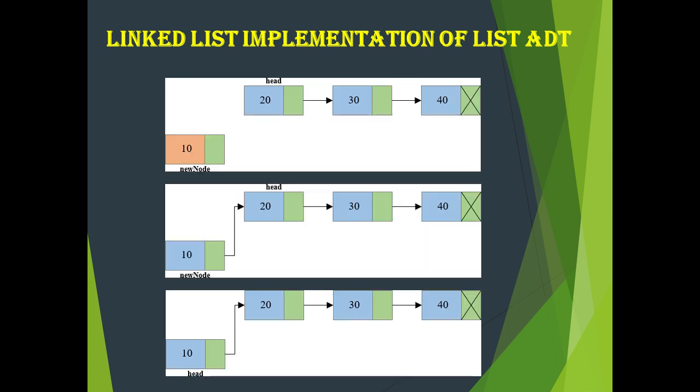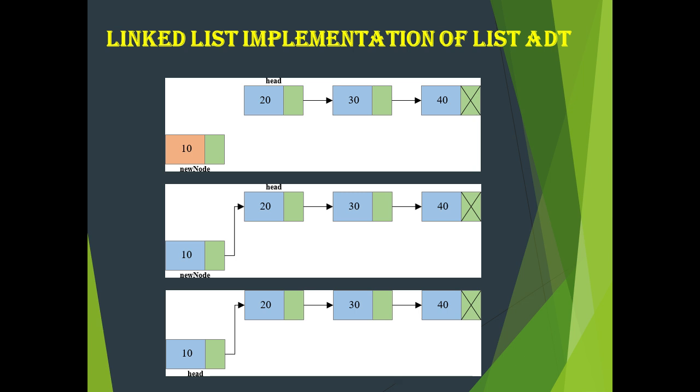So consider an example where we are going to insert a new node at the beginning of the list. Already the list consists of 3 elements: 20, 30 and 40. The new node contains the data part as 10. Note that the head contains the address of the first element, so we have to set the address of the new node's next pointer to the address of the first node in the linked list.